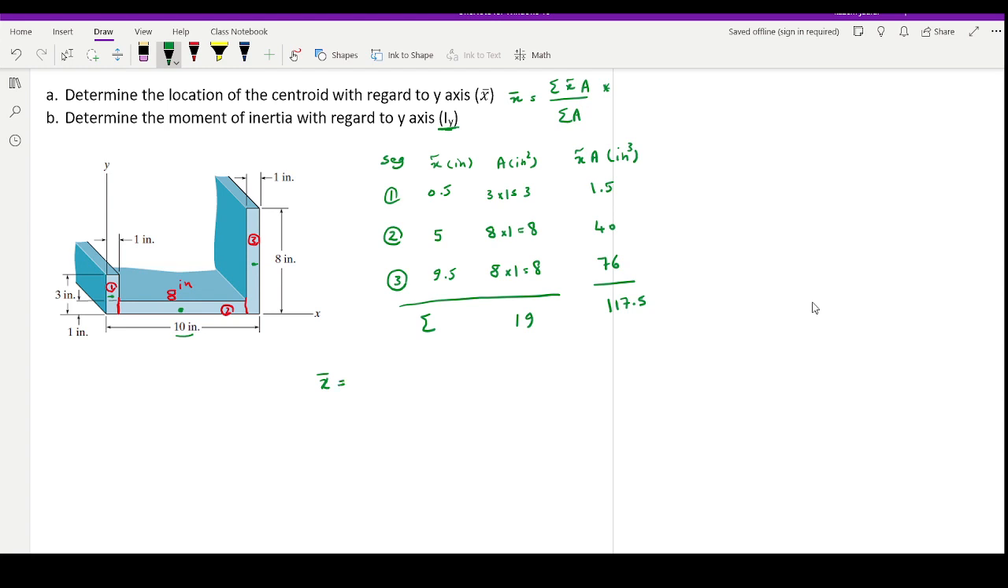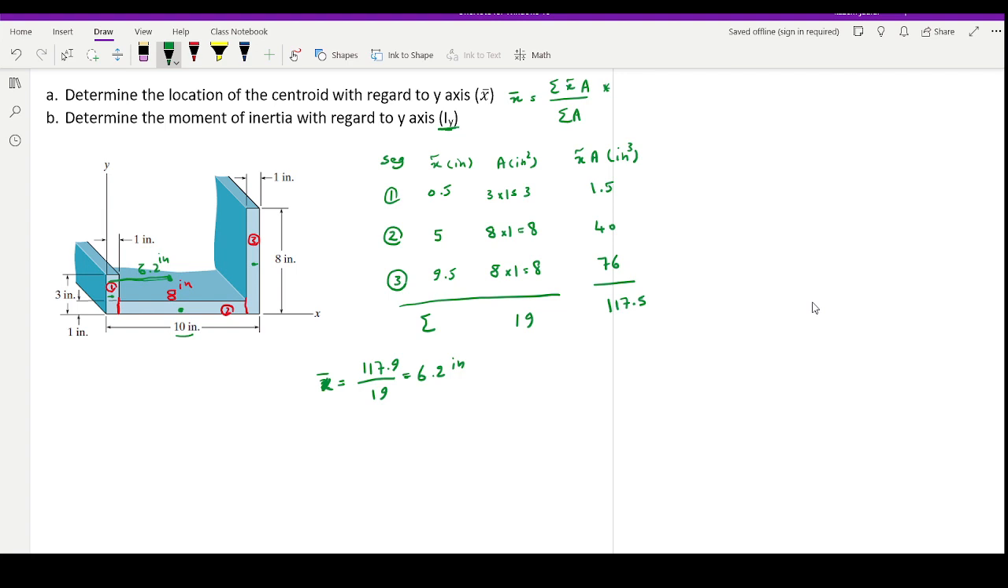Now you can plug it into the equation, and it's going to give you the x bar that you are looking for, and that's equal to 117.5 divided by 19, and it's around 6.2 inch. So our centroid is somewhere in here. It's going to be 6.2 inch from y. That's part A of this problem. Let's go to part B.